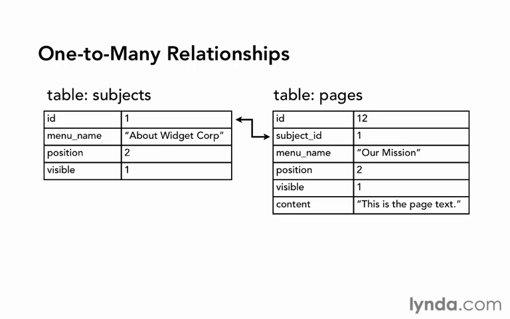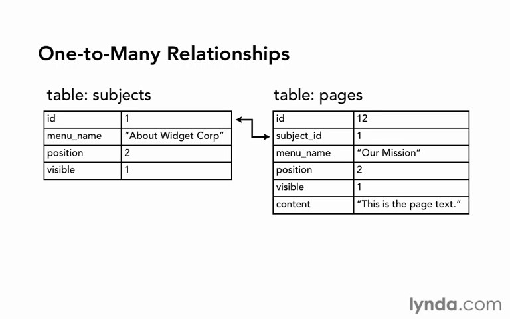And it works in reverse, too. If I have a subject and I want to know all of the pages that belong to that subject, let's say I want to generate a list of them, well, then I can ask MySQL, generate a query, and return to me all pages where the subject ID is the same ID as what I have, in this case 1, and I'll get back a list of all of those pages.